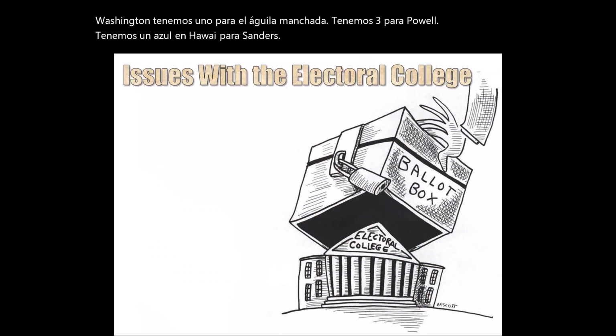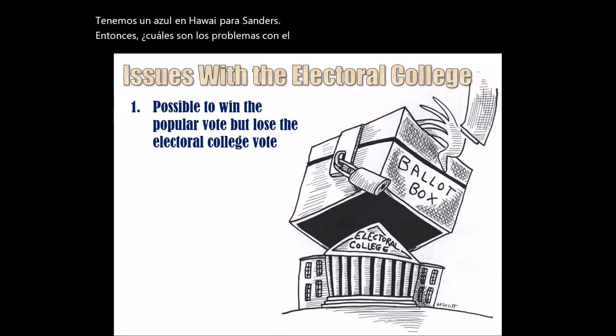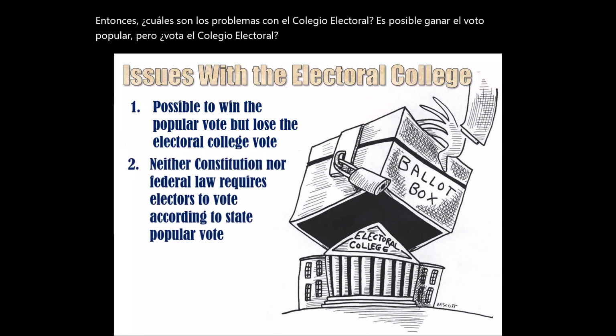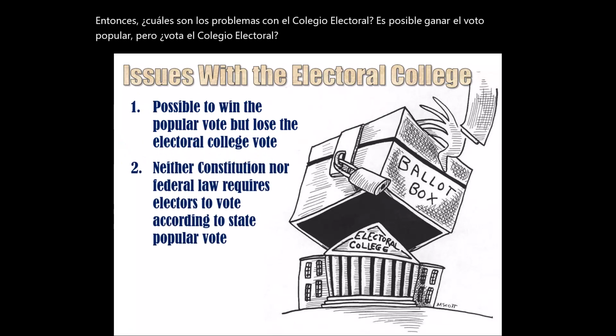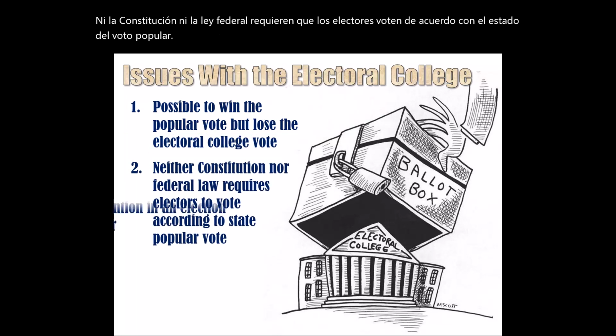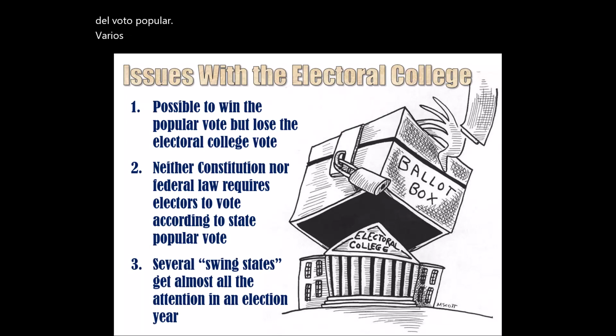So, what are the issues with the Electoral College? Well, it's possible to win the popular vote but lose the Electoral College vote. Neither the Constitution nor federal law requires electors to vote according to the state popular vote. Several swing states get almost all the attention in an election year.